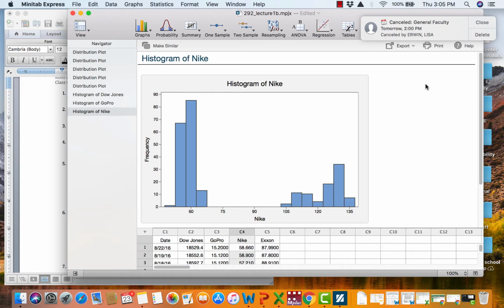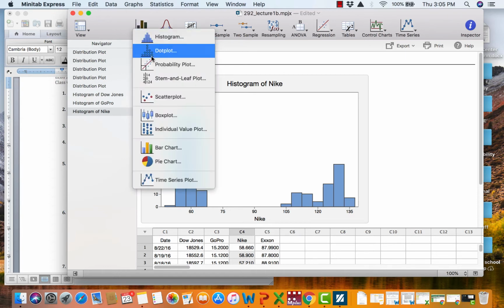But again, as far as what you, the student, would say, you would simply say there's no identifiable shape to the distribution. All right, let's do one more. Let's do Exxon.